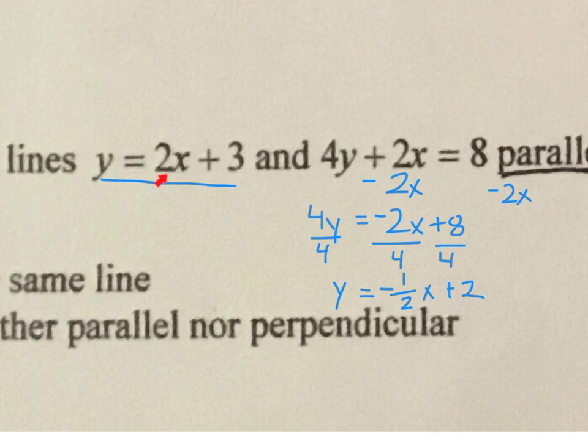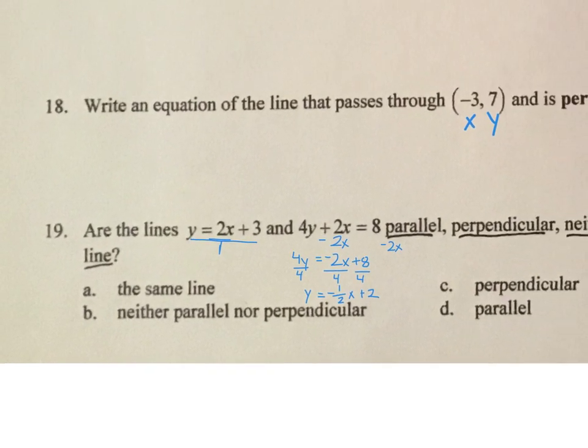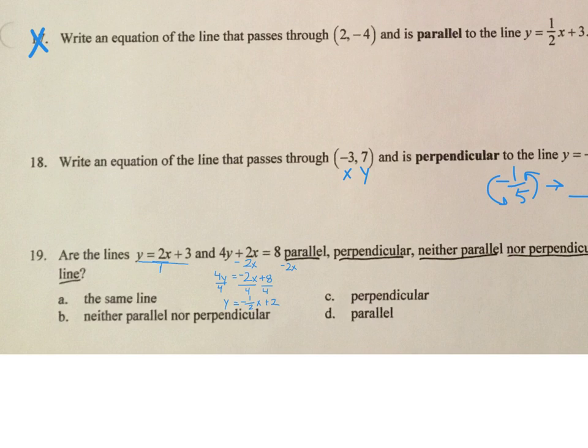So the key here is look at their slopes. Okay, so this is like a 2 over 1 right here. All right. So looking at their slopes, that'll tell you if they're parallel or perpendicular. Okay. So that's what you're looking for, and you got A, B, C, or D there.